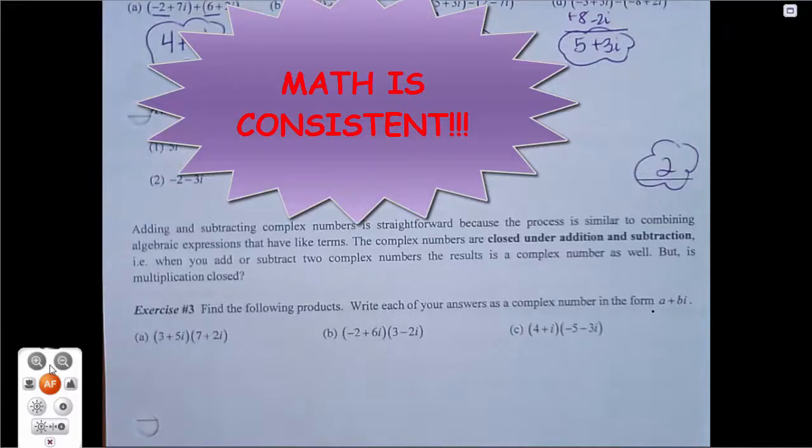Adding and subtracting complex numbers is a straightforward process because it's similar to combining algebraic expressions that have like terms. The complex numbers are said to be closed under addition and subtraction. In other words, when you add or subtract two complex numbers, the result is always a complex number. But is multiplication closed? Let's find the following products in number 3 and decide.